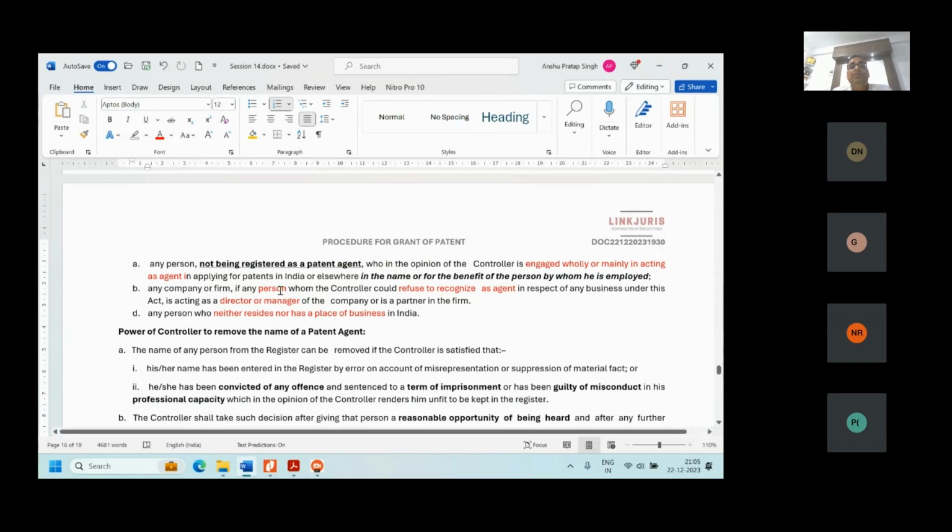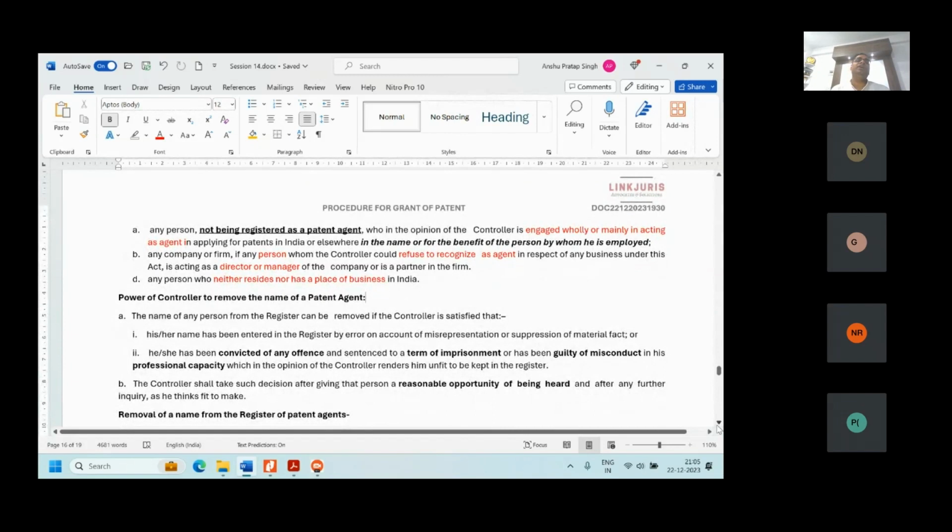Any company or firm, if any person is a director or manager of that company, then they can refuse to recognize you as an agent. Any person who neither resides nor has a place of business in India will also not be recognized. You should reside or have a place of business in India. Then only can you be a patent agent. Otherwise, the controller can refuse to recognize you as a patent agent.